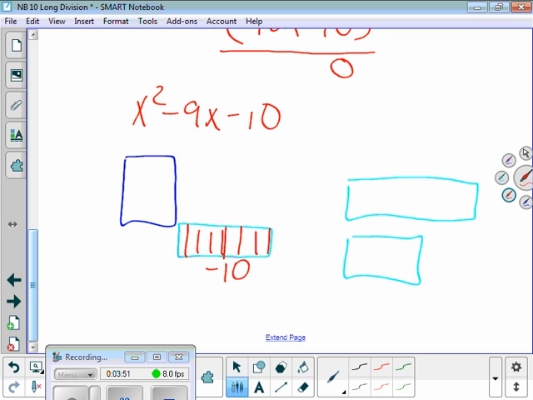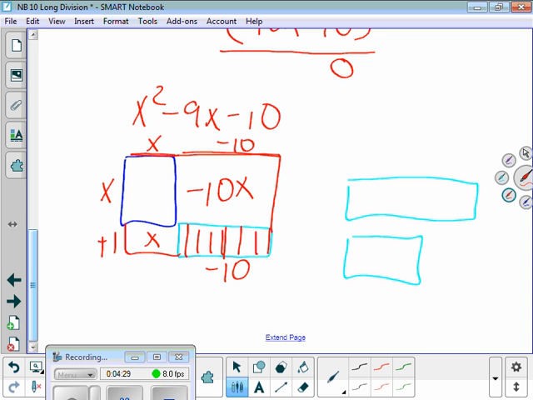Which means I'm going to have 10x up here, and I'm going to have 1x here. One of those has to be negative. Which one do you think it is? Because I've got to get a negative 9x when I combine them. So this should be negative 10x, correct? So now let's think about this. This side would be how long? X. This would be negative 10. This would be x, and this would be 1. Oh, it is plus 1. My bad. Thank you. I just saw the red.